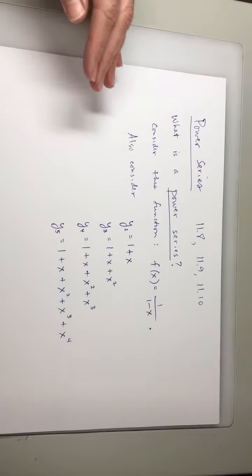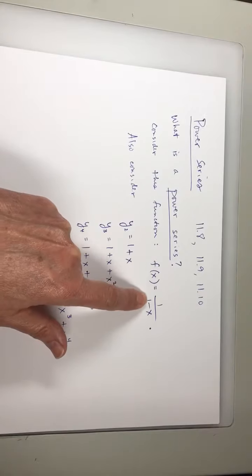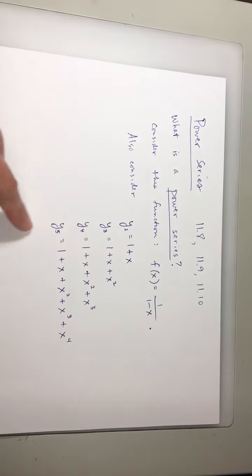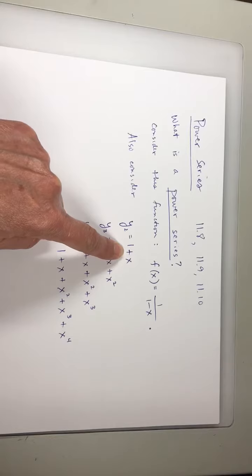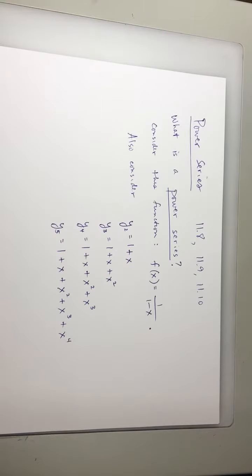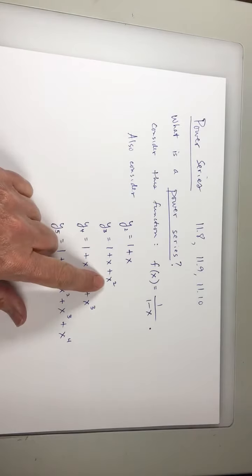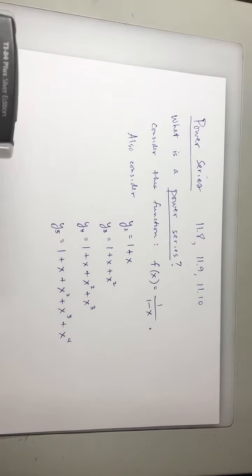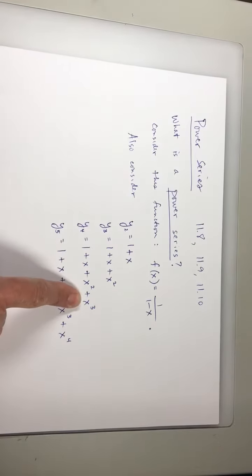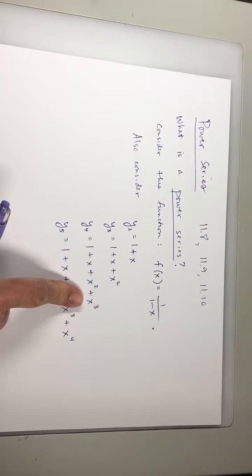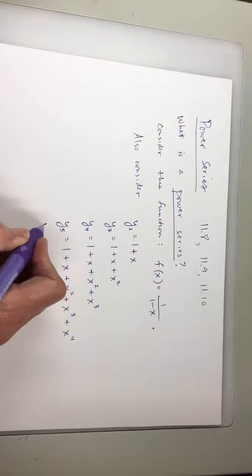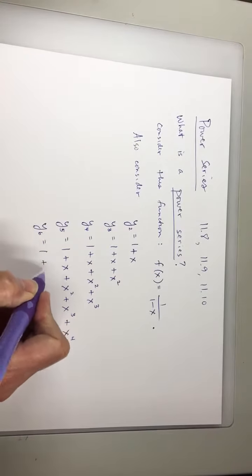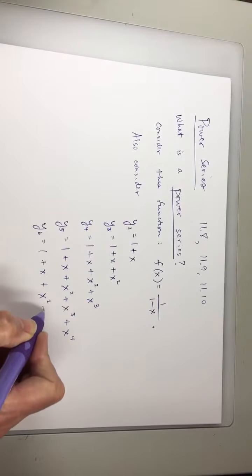So what is a power series? Here's a function, and here are some other functions. y sub 2 is a linear equation. It's linear. How do I know that? Raised to the first power. What's the graph of y sub 3? It's a parabola. y sub 4 is some cubic polynomial function. y sub 5 is a polynomial function. What would y sub 6 be? Another polynomial function.